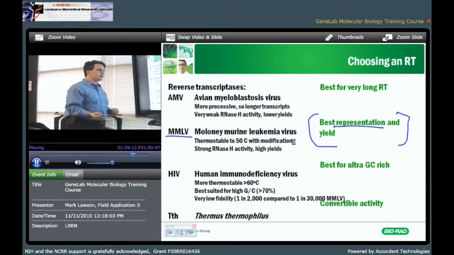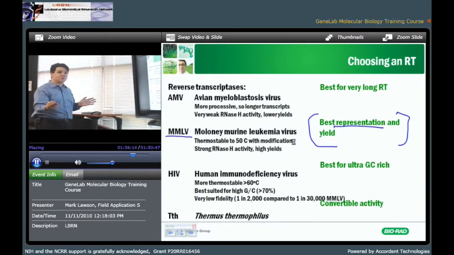Now, AMV tends to give better long RT, but we don't need that. We're doing 50 to 150 base pair products. We don't need 4 kb transcripts. And the HIV enzyme tends to work well for something that's 80% GC or more.